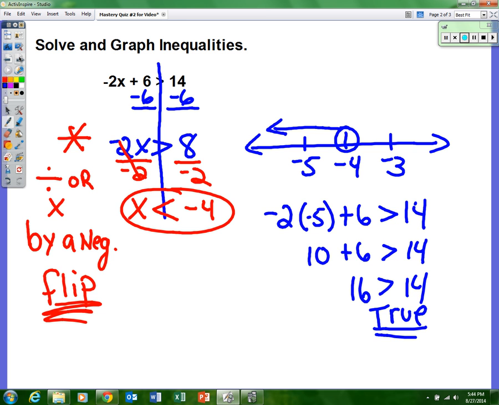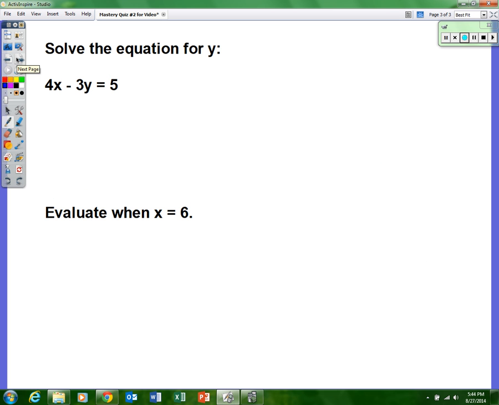And then the last thing we need to look at for this mastery quiz number 2 is this problem. Okay, you've been doing this problem since middle school. So this should be super easy. All right, so first of all, solve for y. Okay, so that means get y by itself.